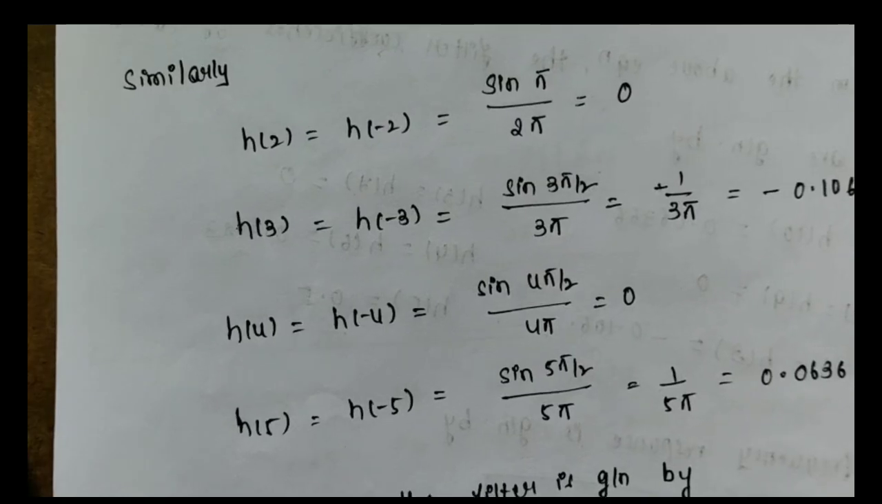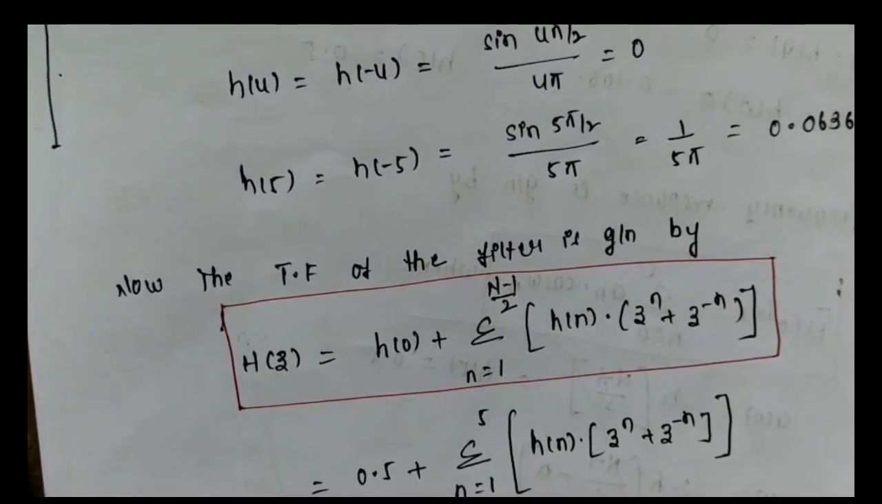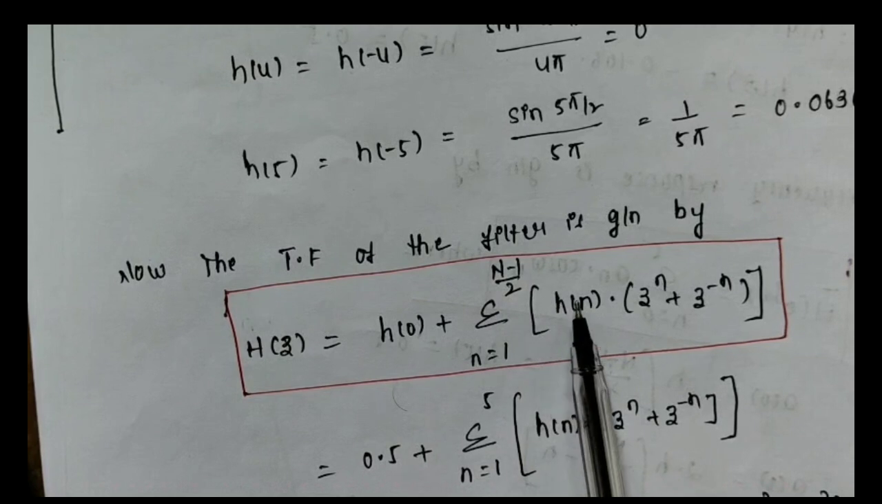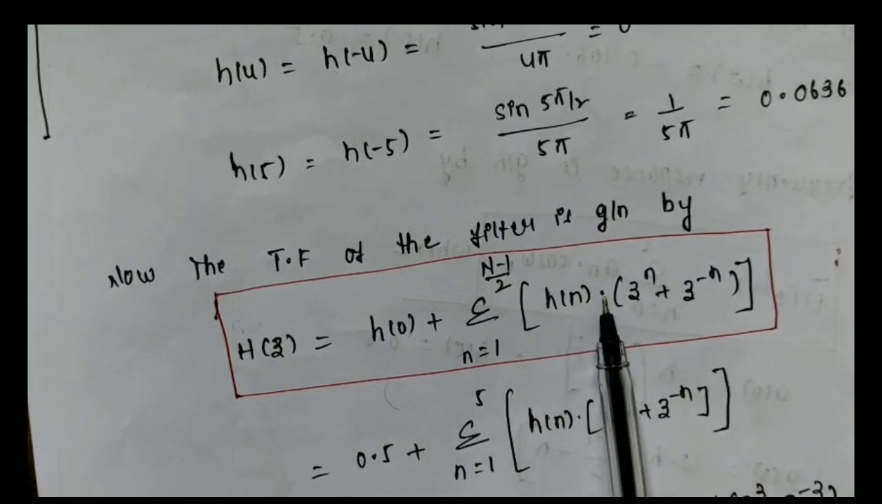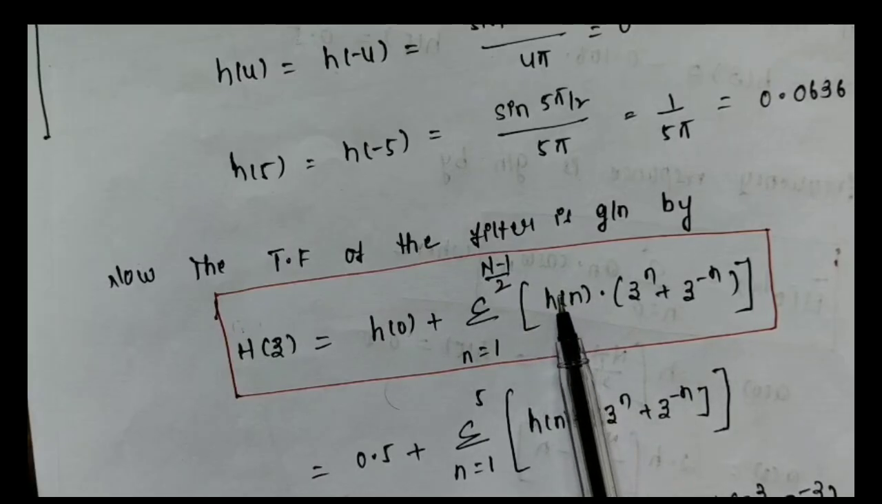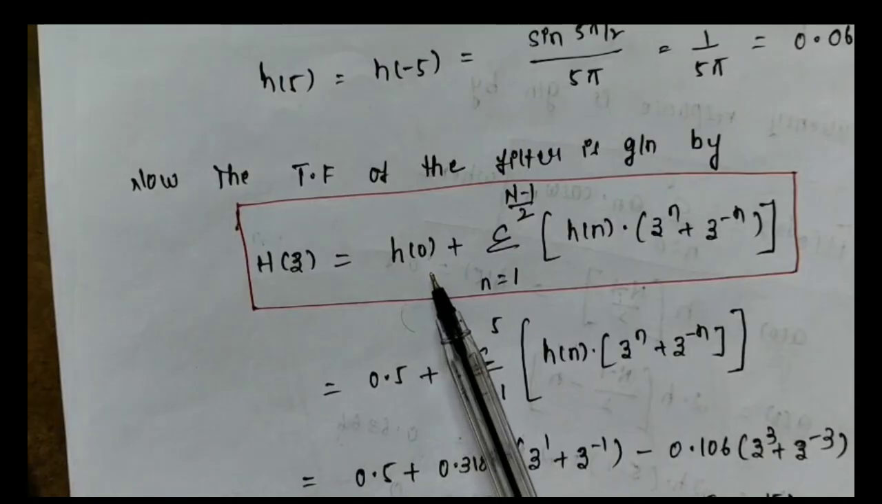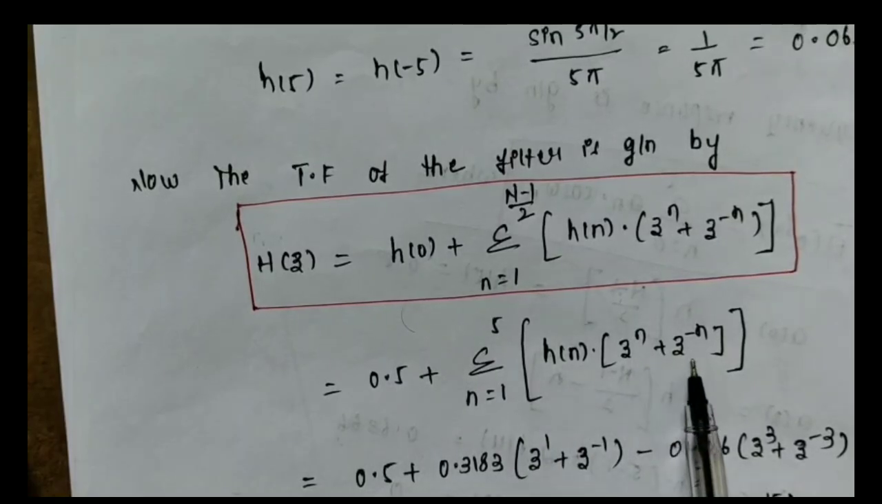Now after finding this, this is the formula for deriving the transfer function. h of z is equal to h of 0 plus sigma n is equal to 1 to n minus 1 by 2 of h of n into z power n plus z power minus n. So this is the h of n value we have found till now. Now h of 0 is equal to 1 by 2, that is 0.5, plus sigma n is equal to 1 to 5 h of n into z power n plus z power minus n.